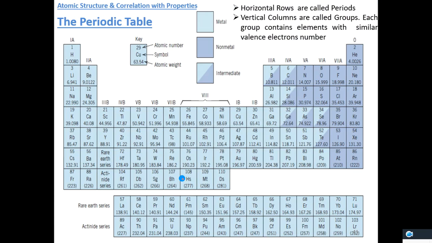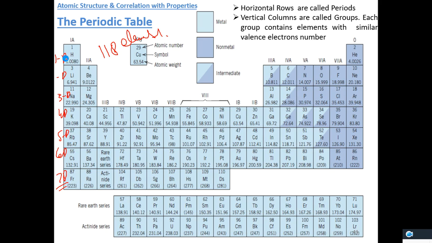So here you can see the periodic table. In the periodic table, we have a total of 118 elements, and you can see that we have vertical groups and horizontal rows. Horizontal rows are also called periods. We have a total of 7 periods: 1, 2, 3, 4, 5, 6 and 7.